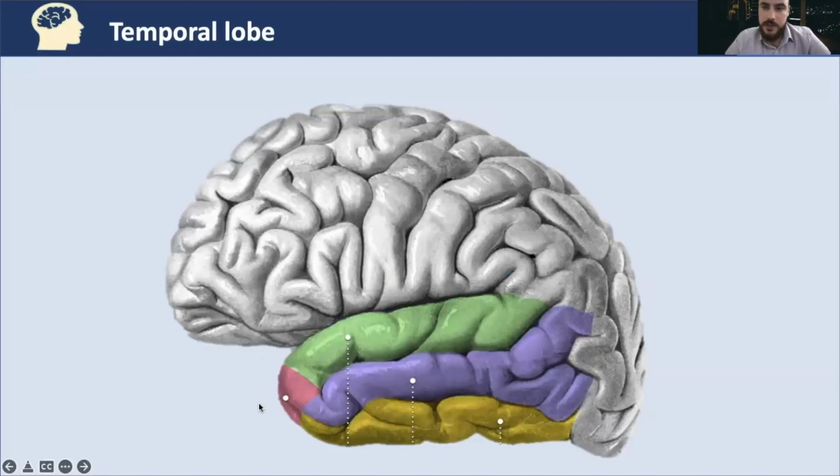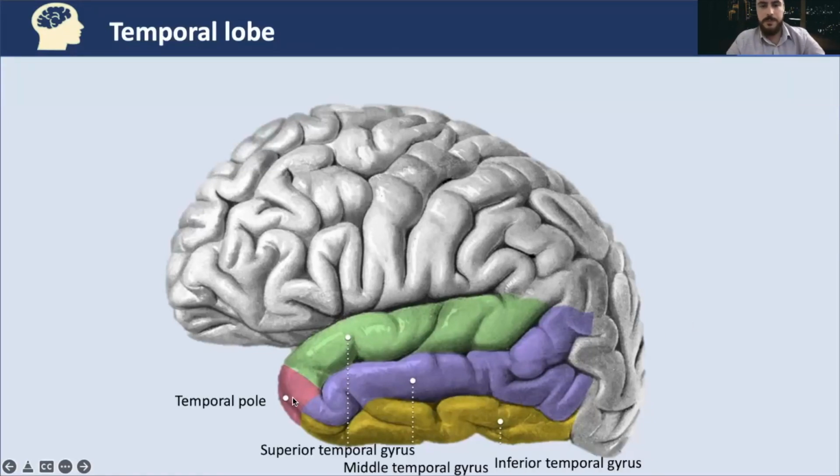And the most anterior part of the temporal lobe, here demarcated in the pink area, is the temporal pole. Pole means the most prominent part at the extreme end of the surface of the brain. For example, here the temporal lobe. So we have the frontal pole, the occipital pole, and the temporal pole, for example.